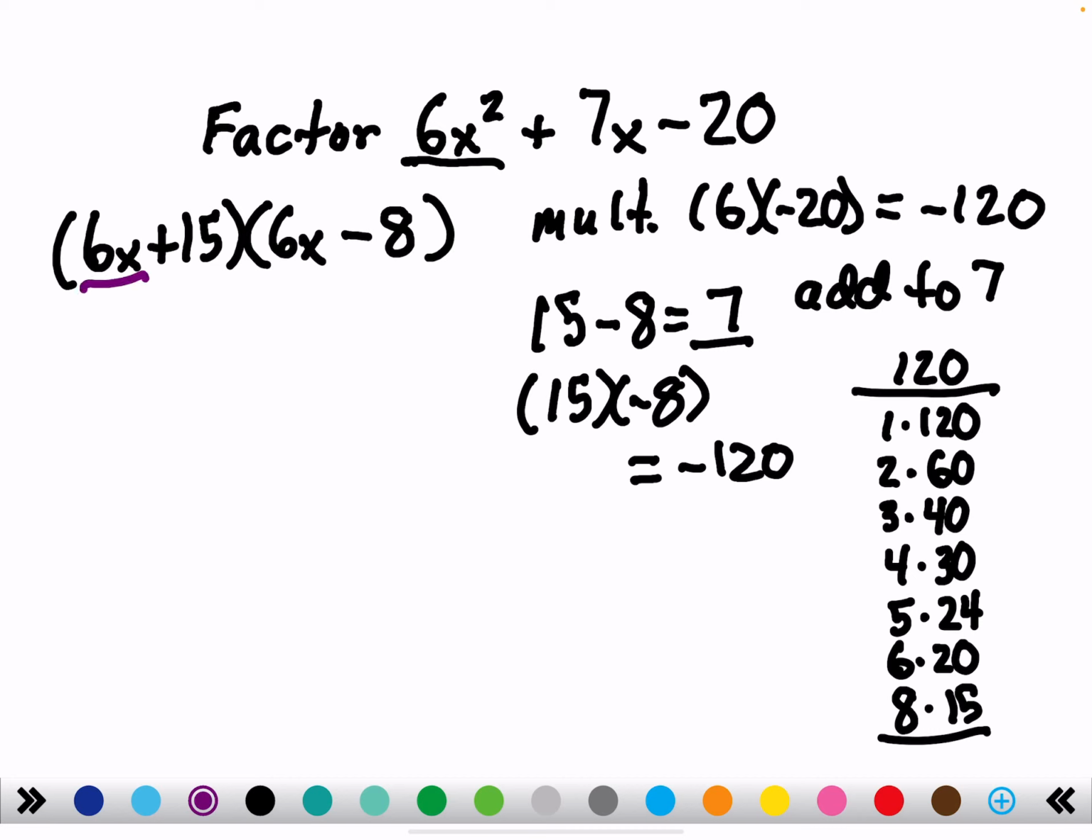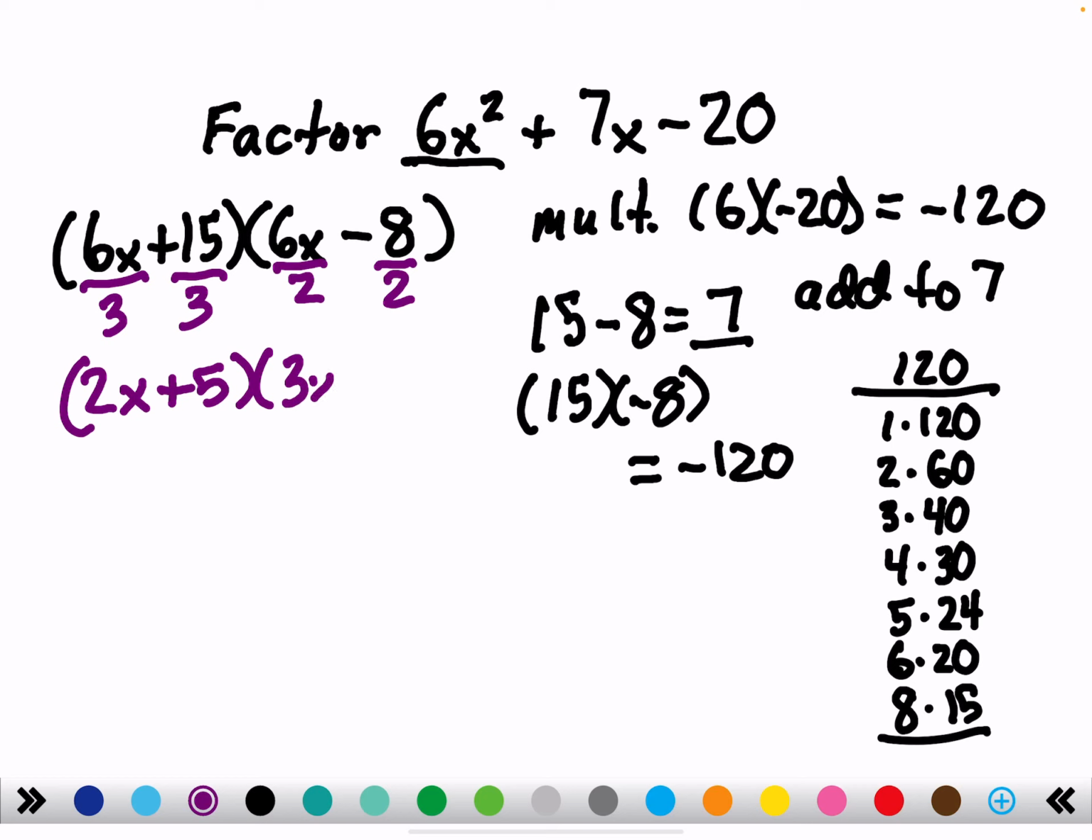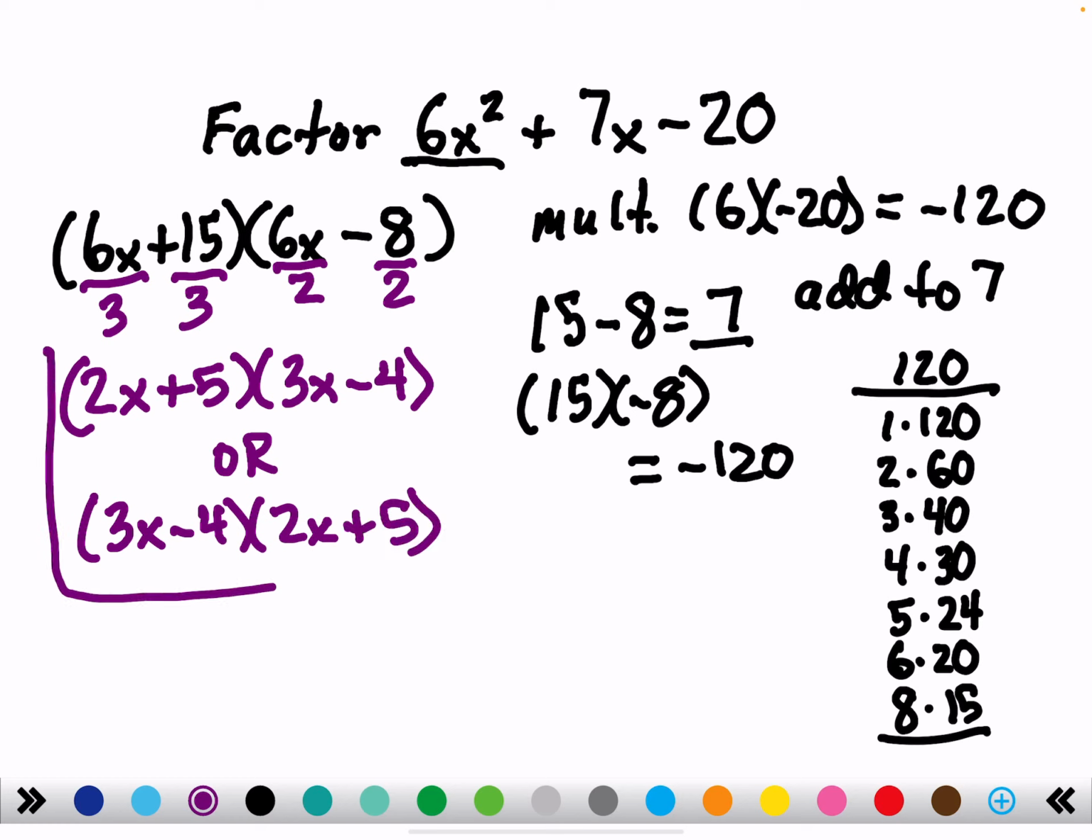Now we'll divide out common factors from each of these. So the first one, the common factor of 6 and 15 would be 3. So that answer would be 2x plus 5. And then 6 and 8, greatest common factor would be 2. So this would be times 3x minus 4. So there's one way to write that answer, 2x plus 5 times 3x minus 4, or 3x minus 4 times 2x plus 5. Either of these answers is equally correct.